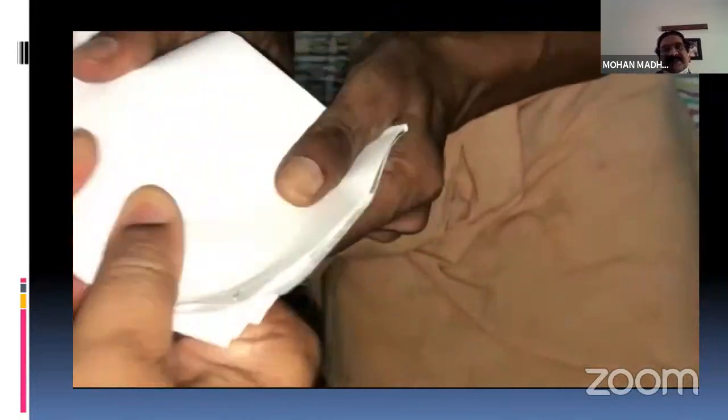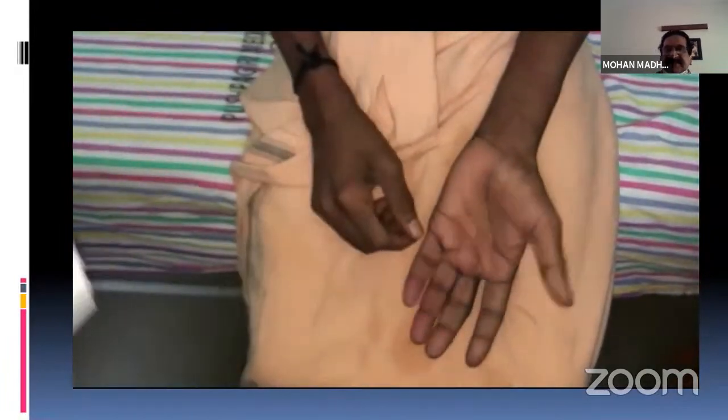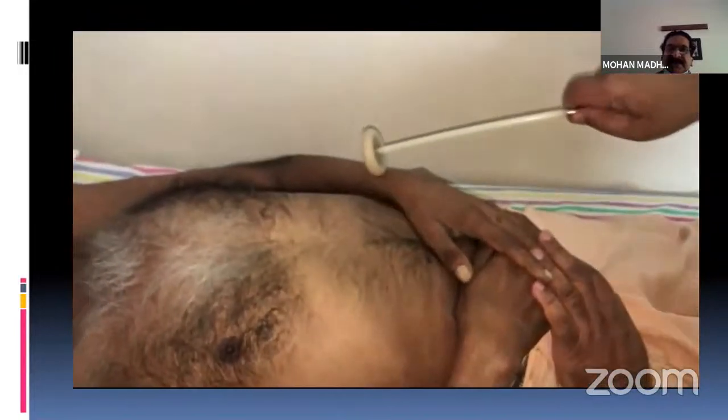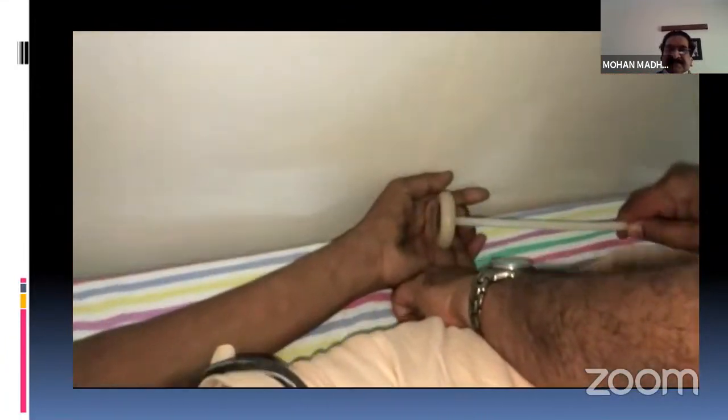Common sign is positive on the right side. Not present on the right. Flexus biceps normal. Supinator normal. Biceps normal. Finger flexion absent bilateral.